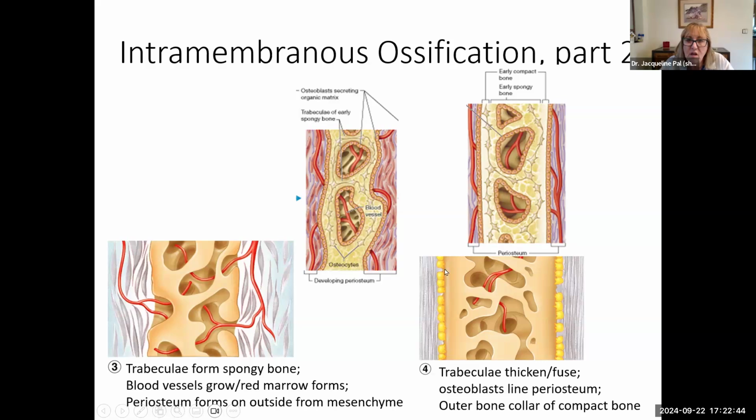We're going to have a bunch of osteoblasts that are lining between the periosteum and the compact bone. This is where we're going to find our osteoblasts. Then we're going to have our compact bone. Then we're going to have our spongy bone, and we're going to have blood vessels all the way from our periosteum going into the central canals of our compact bone and making their way all the way into the spongy bone.